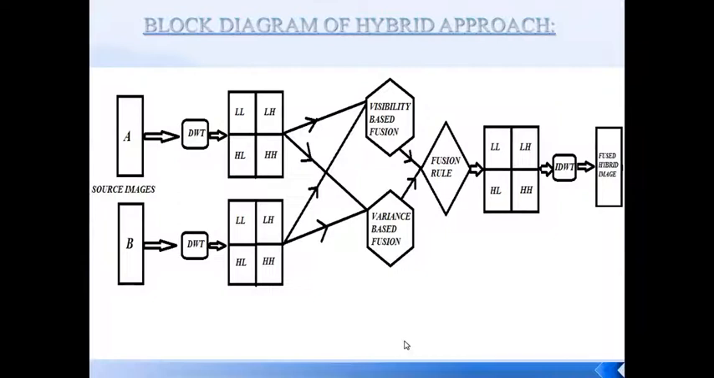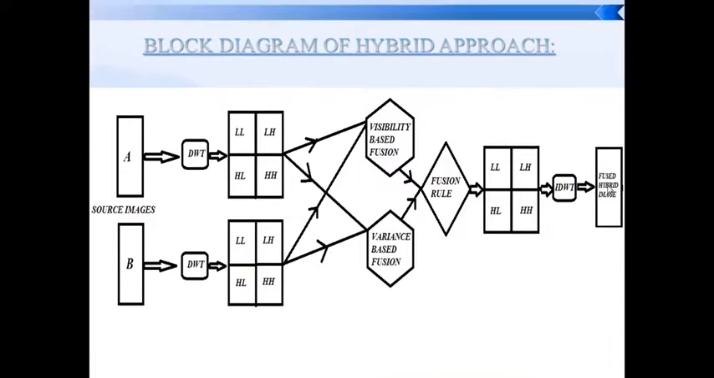So this block diagram describes the entire hybrid approach, where we have two source images which are processed by DWT, and after DWT we get the coefficients from them. For each of the coefficients, the approximation and the details, we go for the individual spatial domain fusions, visibility and variance, and compare the results to see which is better or optimum. We take that value as our final coefficient, and from the coefficients, by applying the inverse DWT, we get the fused image, which is a hybrid of them.